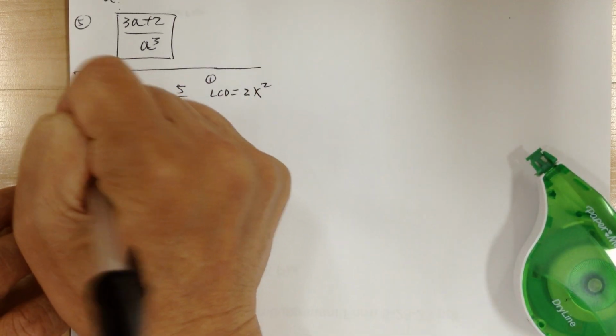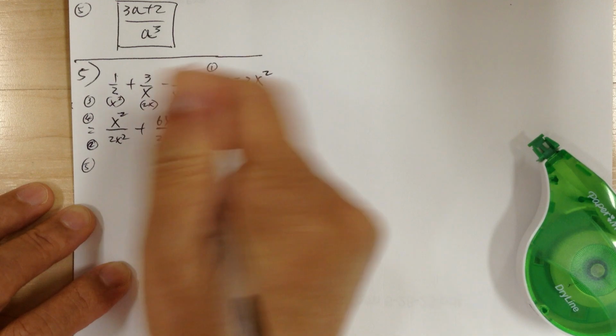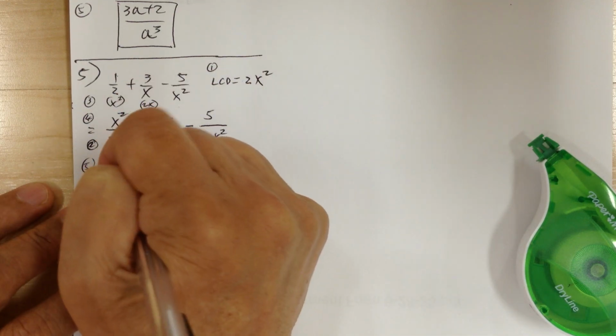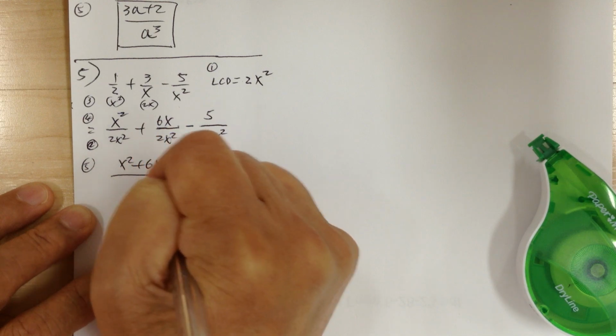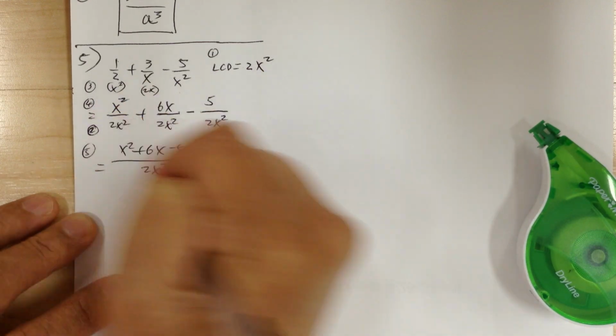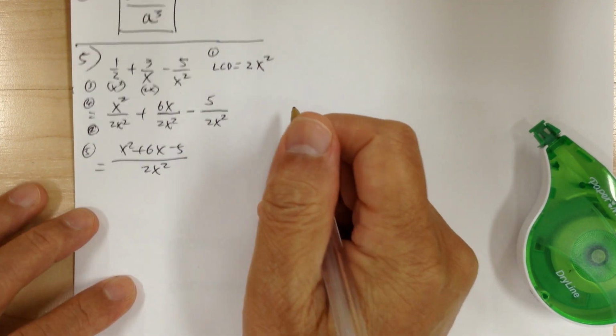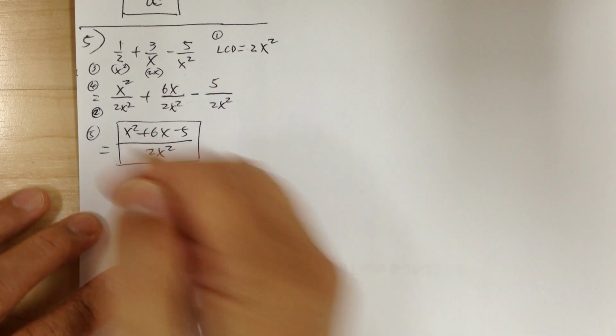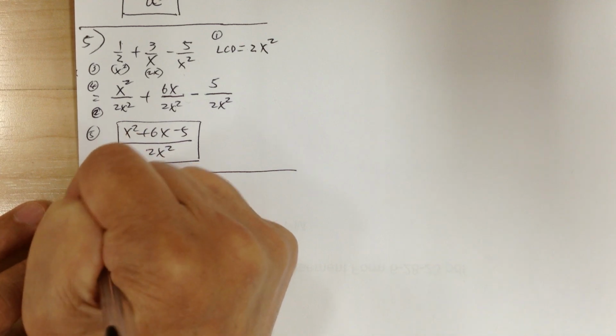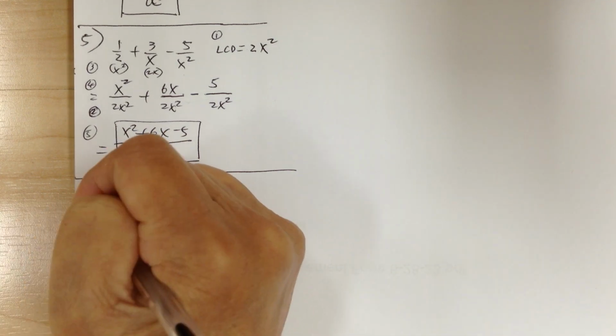So that's your step 4. Then step 5, you just put all this together. So you get x squared plus 6x minus 5 over 2x squared. And check for factoring, and this one is not factorable, and so that's it. Okay, number 9.